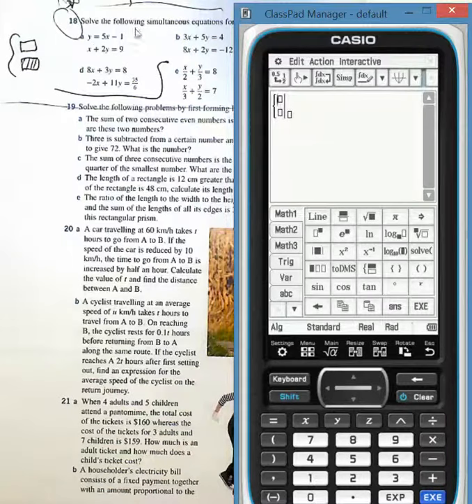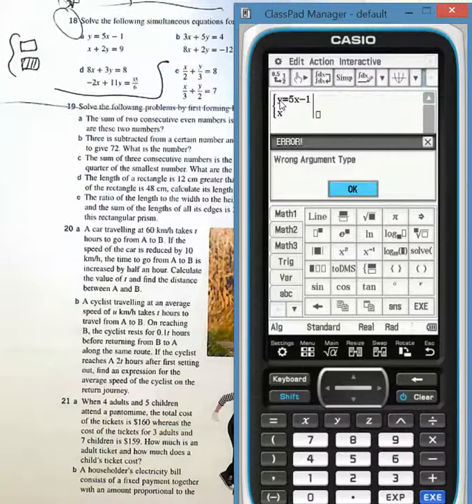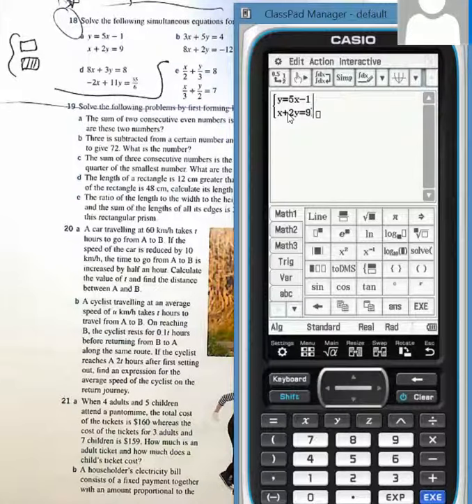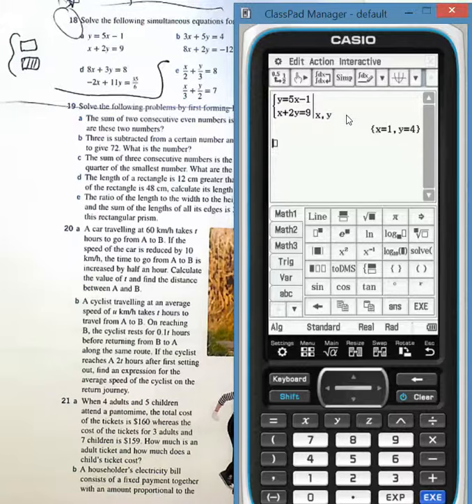Now, in the first instance, I've got y is equal to, so I'll just put y is equal to 5x minus 1. And then, for the second one, x plus 2y is equal to 9. Now, the calculator isn't that bright, so you've actually got to tell it that you're working in x and y's. So you can see there the answer, x is equal to 1 and y is equal to 4.